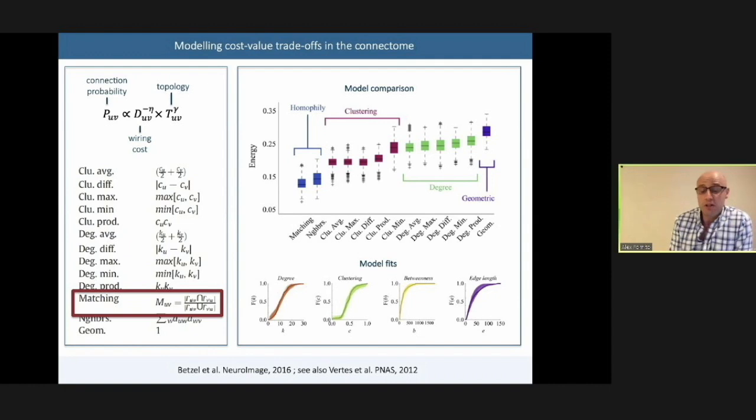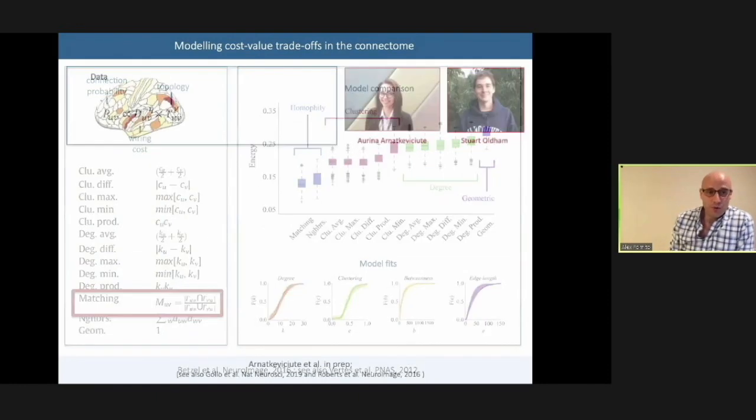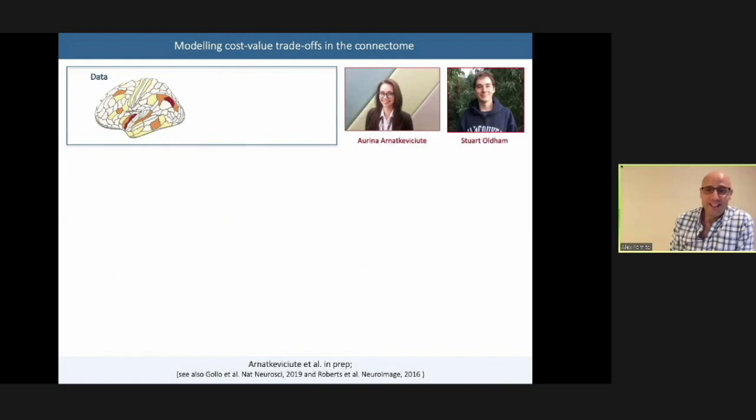So we might say, okay, well, job done. We can grow something that looks a lot like the brain using this very simple model with only 2 free parameters. But things are a little bit more complicated. And this is work currently underway in our own lab, led by Stuart Oldham and Arina Adnatkevichute. And we found that the spatial embedding of connectivity in the model and data is very different.